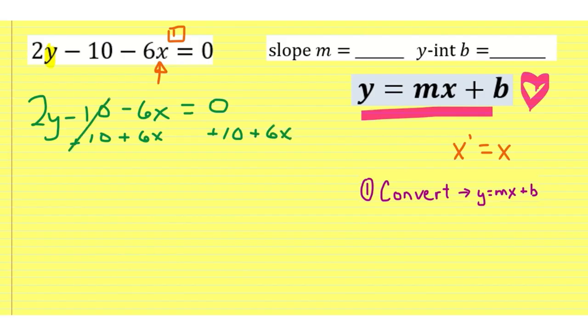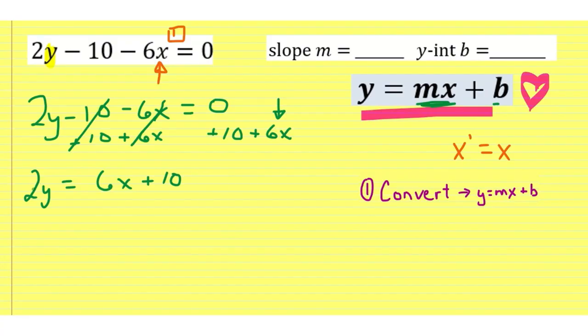Okay, so these will cancel out, these will cancel out, and that leaves me with 2y is equal to plus 10, except that I'm going to put the plus 6x in front because that matches up with my mx first in line and my constant second. So I'm going to put 6x and then plus 10, a constant last.